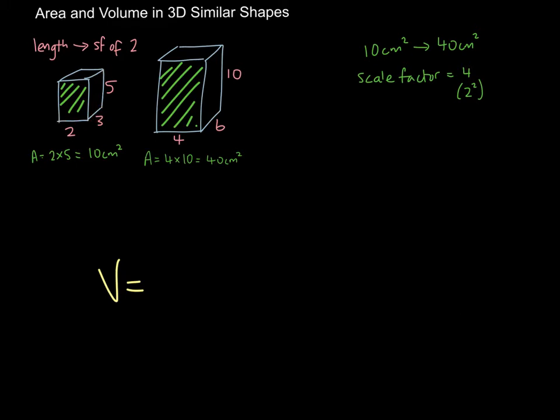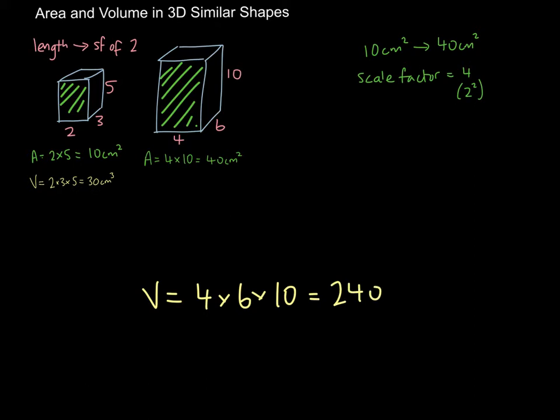Okay, so let's do the same for the volume now. The volume of the smaller shape is just going to be the length times the depth times the height, so that's 2 times 3 times 5. That gives me 30 centimeters cubed. We just put that under there with the area. I'm going to do the same for the bigger cuboid. The volume of my bigger cuboid is going to be 4 times 6 times 10, which gives me 240 centimeters cubed. We just put that under that other cuboid.